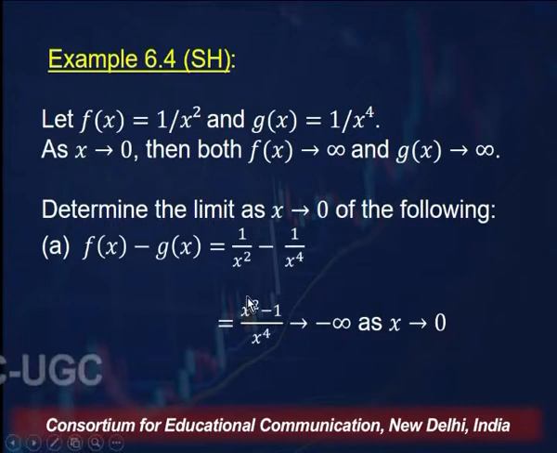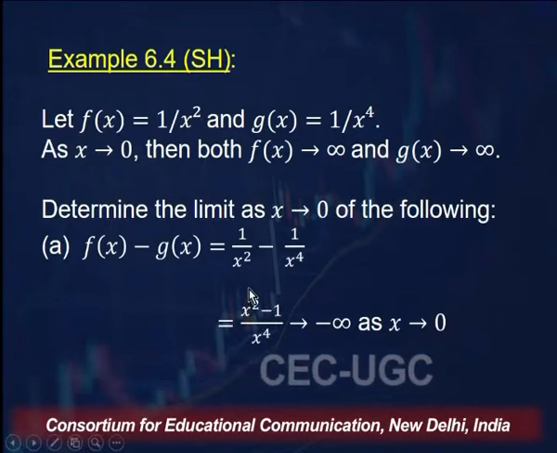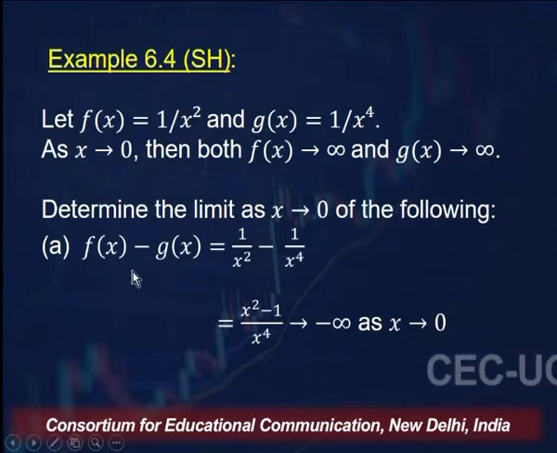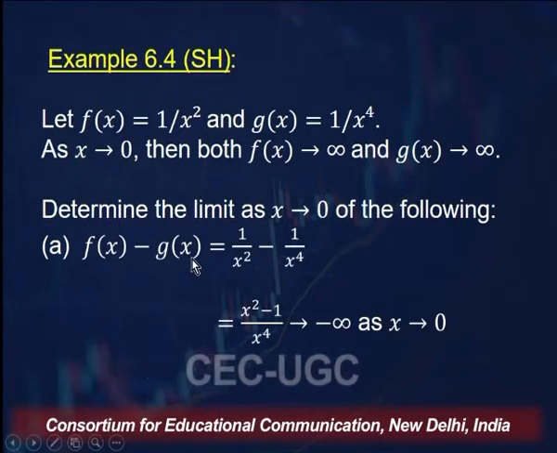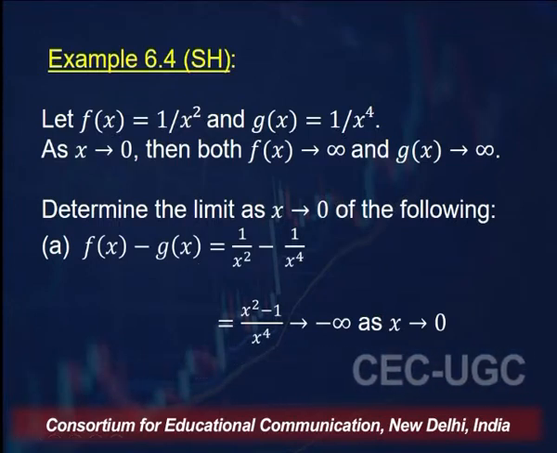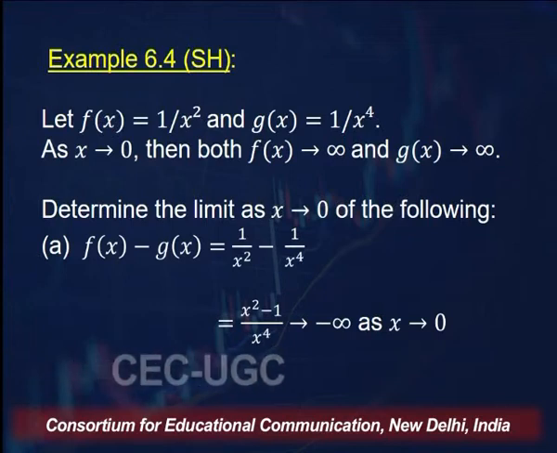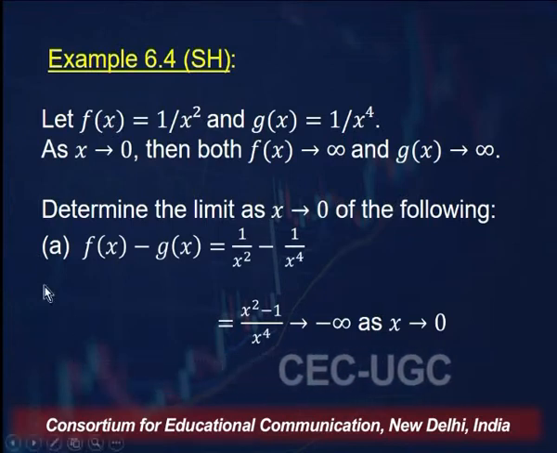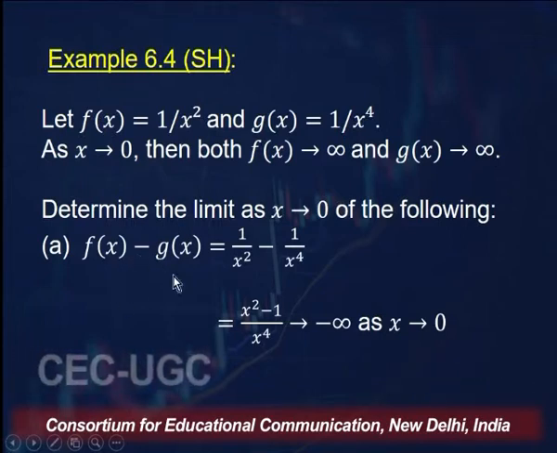Now the question asks you to investigate the limit as x tends to 0 of f of x minus g of x. As we just talked about in the previous slide, there will be no problem with respect to f of x plus g of x or f times g. The problem occurs when we're talking of the difference between the two functions or the ratio of these two functions. So if I look at f of x minus g of x, and I take the limit as x tends to 0, let us first look at the difference.